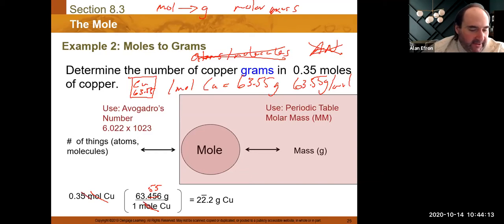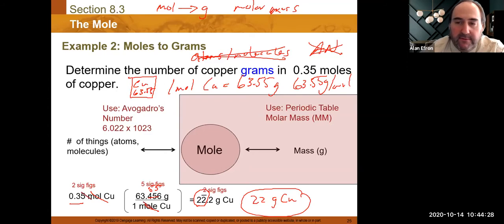And again here, this one has 2 sig figs, so that's probably the right one to look at. So we would want to take it to just 22 grams of copper in this particular case. Any questions on those 2 calculations?